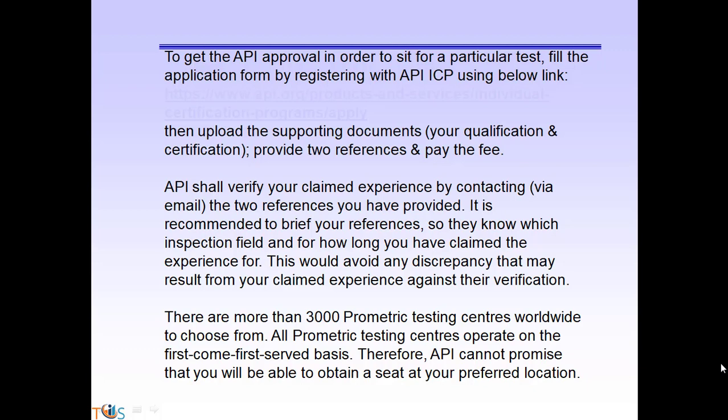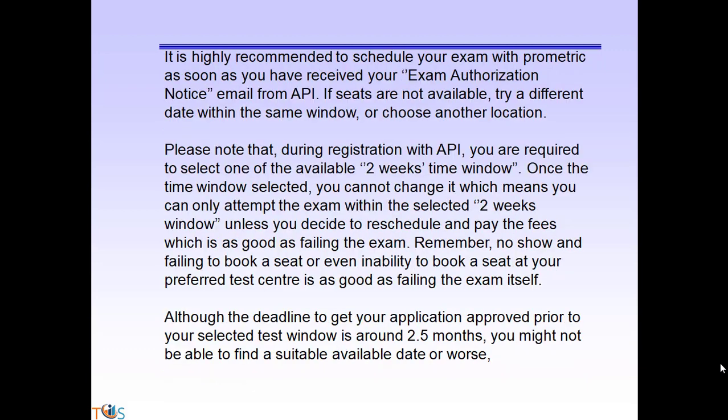There are more than 3,000 Prometric testing centers worldwide to choose from. All Prometric testing centers operate on a first-come first-served basis. Therefore, API cannot promise that you will be able to obtain a seat at your preferred location. It is highly recommended to schedule your exam with Prometric as soon as you have received your exam authorization notice email from API.